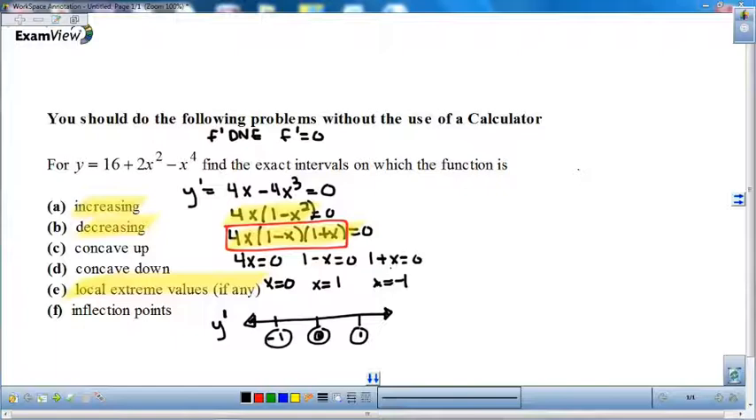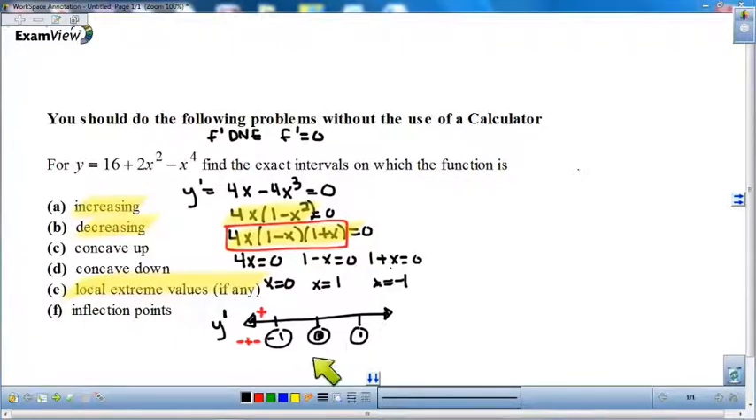So I'm going to check a number to the left of negative 1, which would be negative 2. I'm going to substitute negative 2 into my derivative. 4 times negative 2 is a negative number. 1 minus negative 2 is positive. And 1 plus negative 2 would be a negative. So a negative times a negative would make a positive.